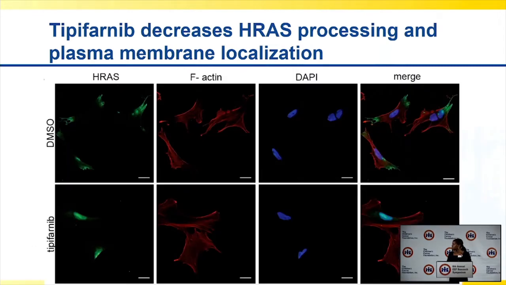We further validated this by using immunofluorescent staining of HRAS. And here we were able to demonstrate that in our untreated sample, HRAS here, which is labeled in green, was localized to the periphery, to the membrane of the cell. When we treated with Tipifarnib, we saw a shift in the HRAS protein to the cytosol and away from the membrane.